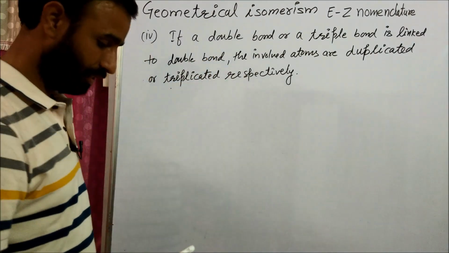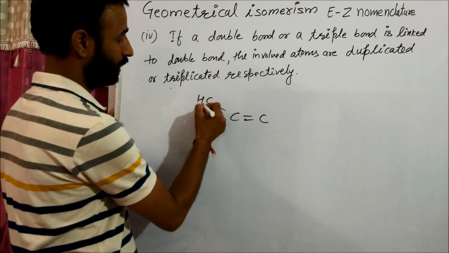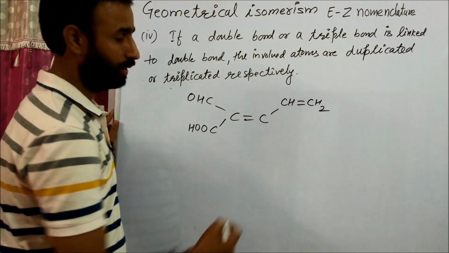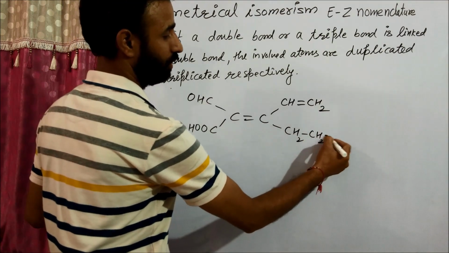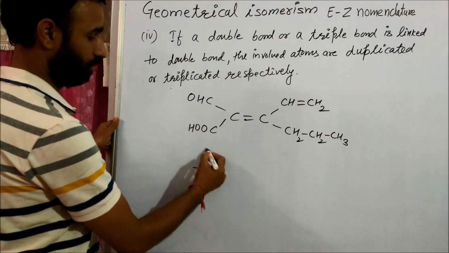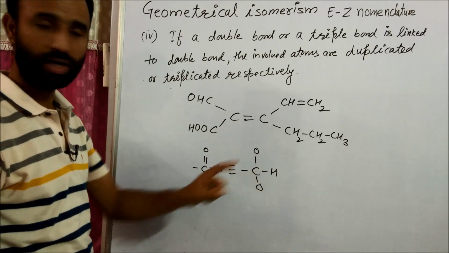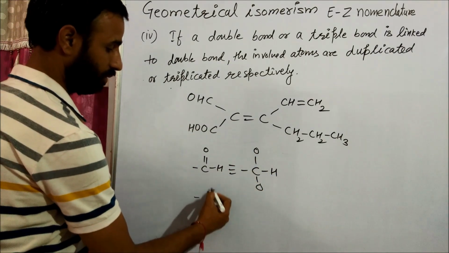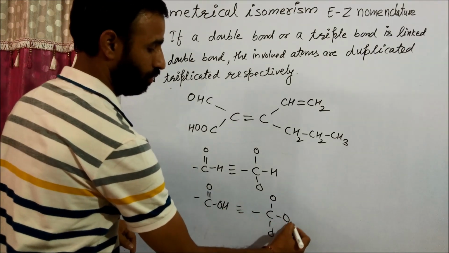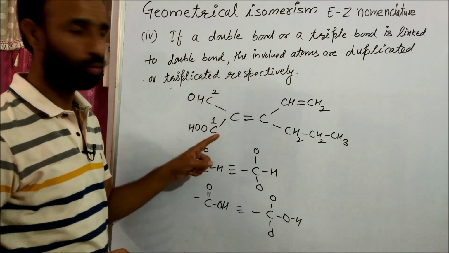So let us discuss one case. If we have this double bond system attached to CHO, COOH, CH double bond CH2 and CH2 to CH3. Let us take this case. This CHO, C double bond O H, is equivalent to 2 oxygens and 1 hydrogen. What about this? C double bond OH is equivalent to COOO, 3 oxygens, 2 oxygens. Obviously this is number 1 and this is number 2.